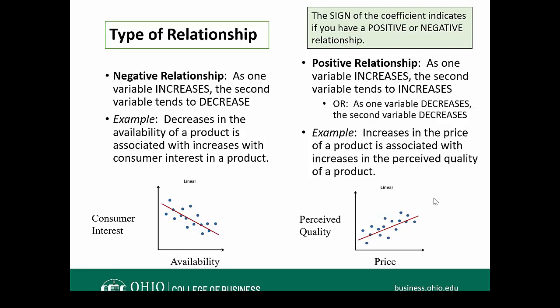An example of a positive relationship would be the relationship between price of a product and then perceived quality of a product. So you can see that increases in price is associated with increases in perceived quality. Likewise, we could reword that to say decreases in price is associated with decreases in perceived quality. Again, it's a positive relationship, so the variables are changing together in the same direction.